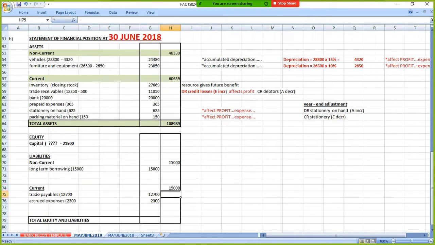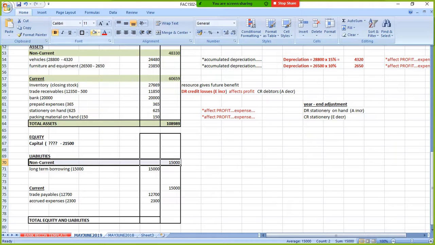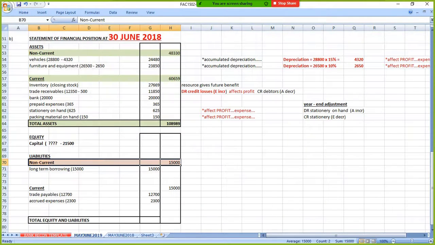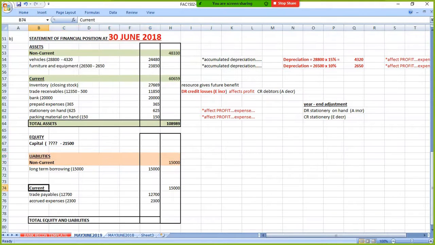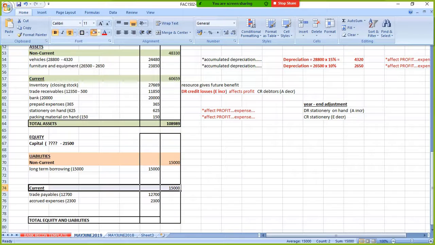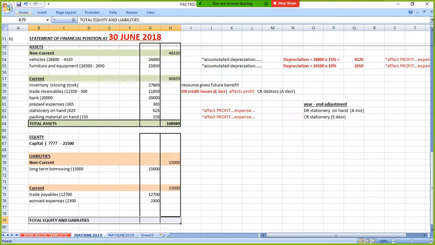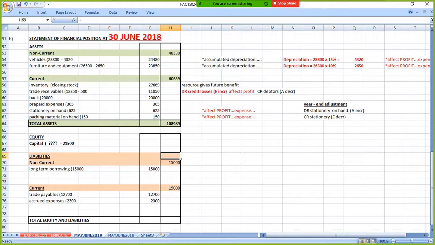Assets minus liabilities will give you equity capital. Yeah, we're going to work it out. Good. See, you're already thinking ahead. All right, so obviously you've got liabilities here. How much liabilities are you going to have here? Well, I need to add non-current plus current.